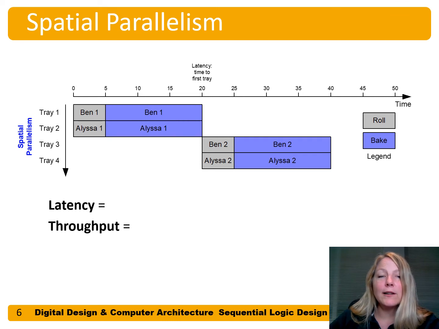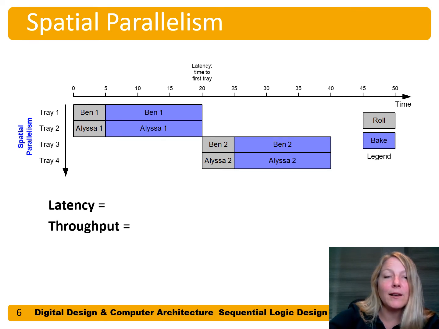So with spatial parallelism, we have 2 paths running in parallel. If you really want those cookies, and you roll them and put them in the oven and bake them, you still have to wait the same amount of time. You still have to wait 5 minutes plus 15. So the latency to eat your first cookie is still 20 minutes.